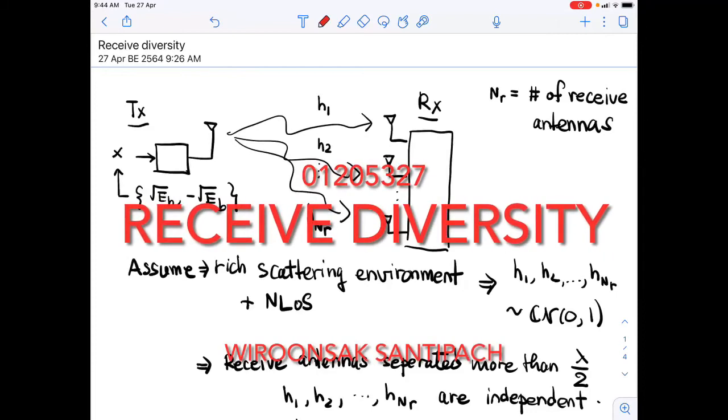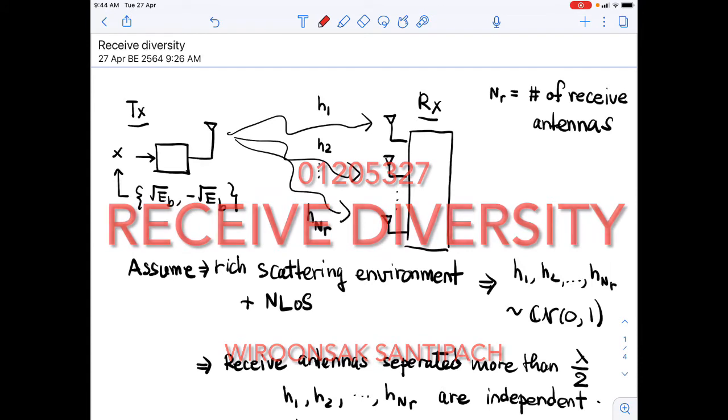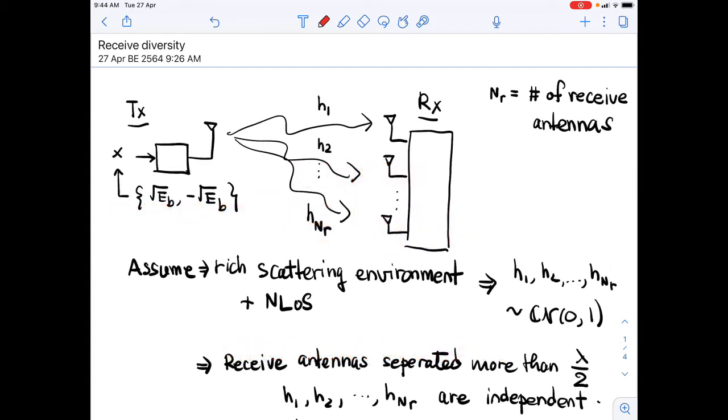In this script, we're gonna cover receive diversity. This is when the receiver has more than one receive antenna, so we can create diversity which can combat small scale fading. So let's look at our setup.